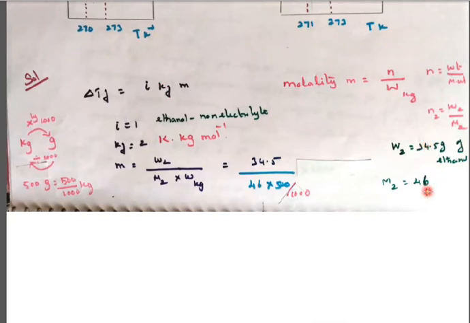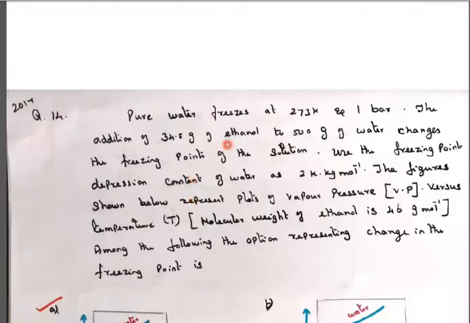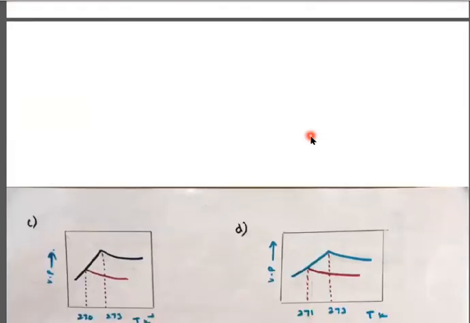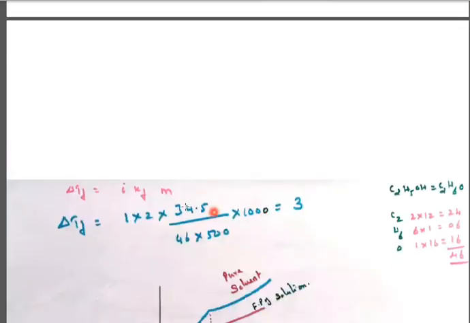So 34.5 divided by 46, the molecular weight, gives the number of moles. And the weight of the solvent is given as 500 grams of water. Grams is given, so make it into kg. Kg to gram means multiplied by 1000. Gram to kg means divided by 1000. So the gram has to be converted into kg by dividing by 1000. Here I have written 500 by 1000, and then this 1000 will go to the numerator.